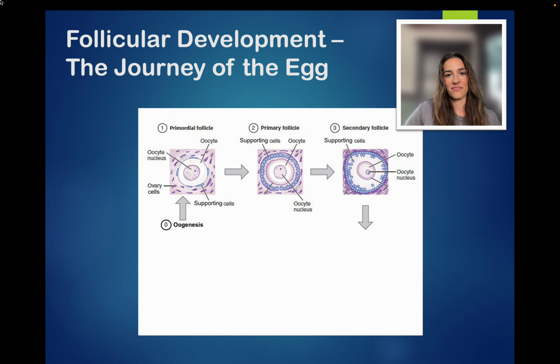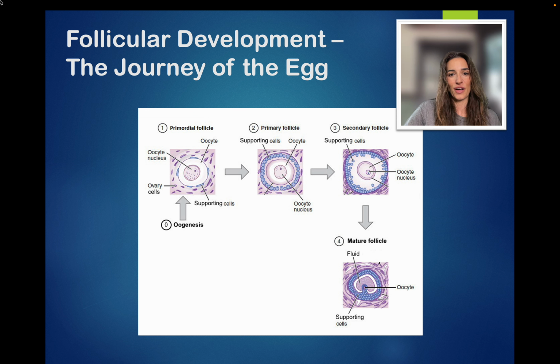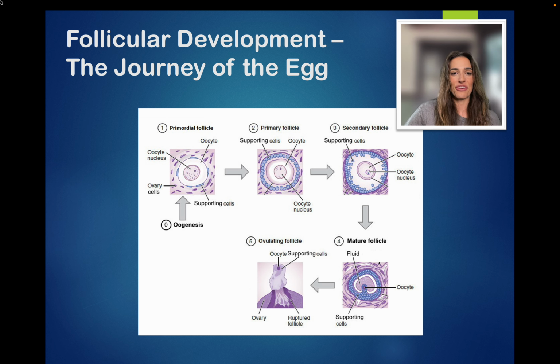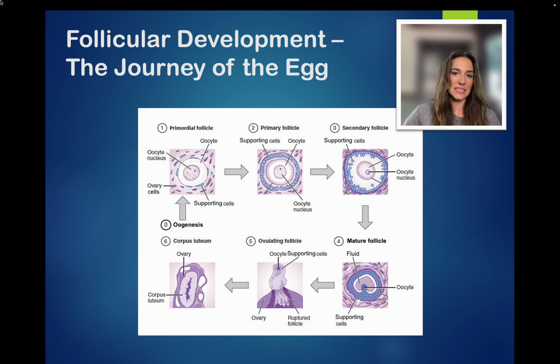Next is the secondary follicle, where fluid-filled spaces start forming between the cells and the follicle becomes hormonally active. Then comes the mature follicle, also known as the Graafian follicle. This is the follicle that's ready to burst and release the egg during ovulation. It's large, filled with fluid, and the oocyte sits at the edge, surrounded by a protective layer called the corona radiata. Once the egg is released, the leftover follicle doesn't just disappear.